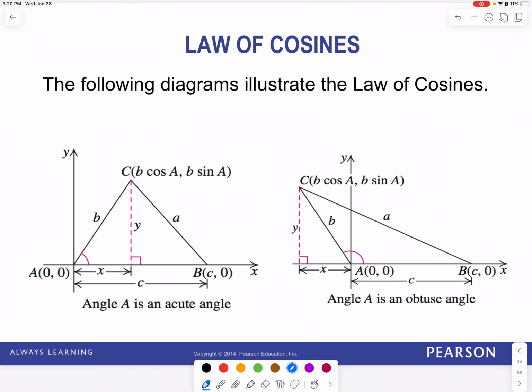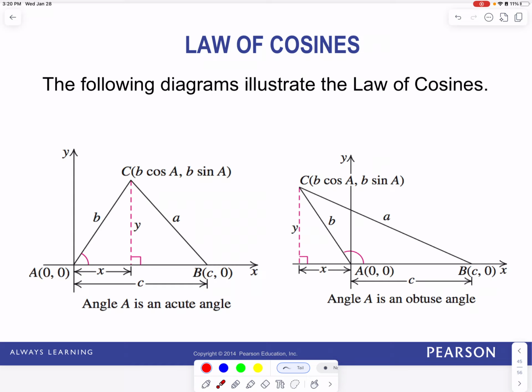The following diagrams illustrate the law of cosines, okay? Angle A is an acute angle, okay? Our x versus our y. So C is this point, B cosine of A. Cosine of A, okay? Adjacent over hypotenuse, and then the y coordinate is B sine of A. That's fine. Oh, okay. So we have this triangle ABC, right?